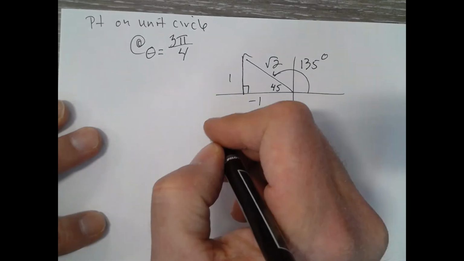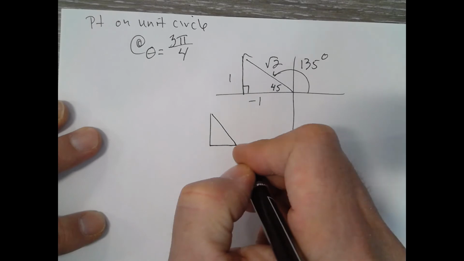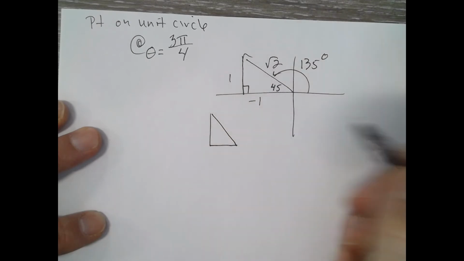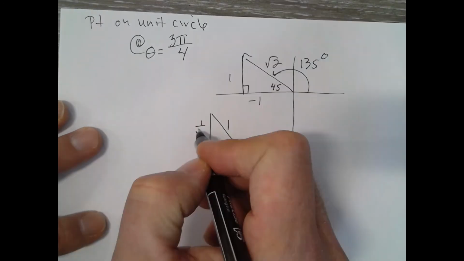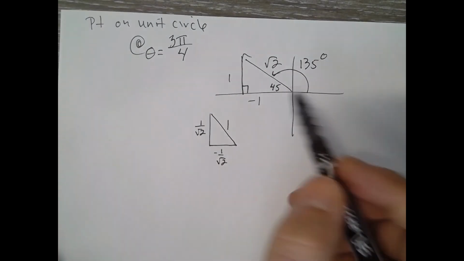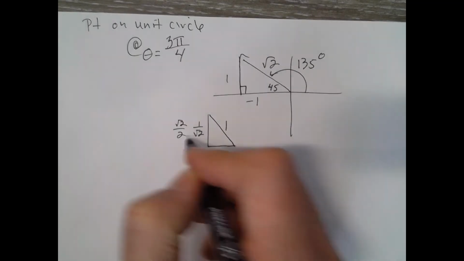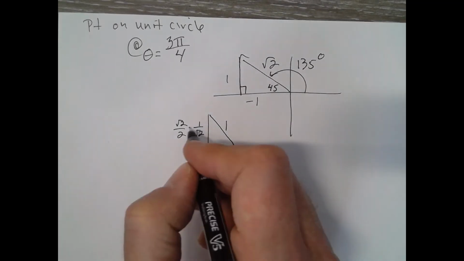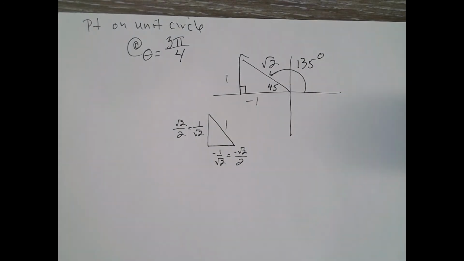So our little mini triangle is going to be 1 divided by square root of 2, and negative 1 divided by square root of 2. Now you may not see it that way. It's probably more square root of 2 over 2 and negative square root of 2 over 2. Those are the same thing.